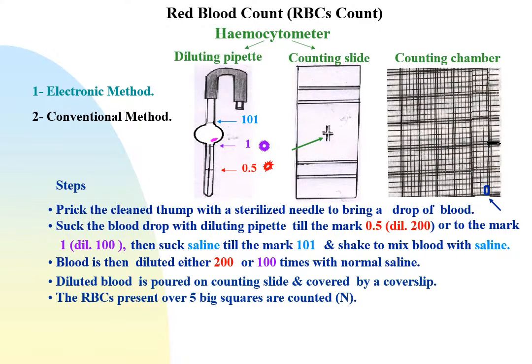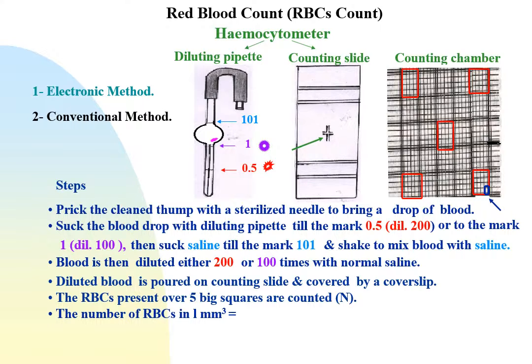Therefore, we have to count the number of RBCs present in at least 5 big squares. Each big square contains 16 small squares. Then, using the following equation, we get the number of RBCs present in 1 cubic millimeter.